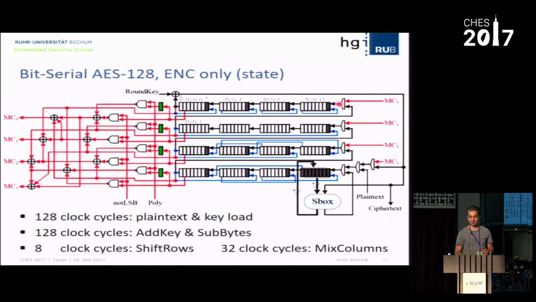If you see here, there are scan flip-flops that define which input is coming through the register. The blue lines are actually realizing the shift rows. Then we have 8 clock cycles for the shift rows, and then the mix column is also fully serial.